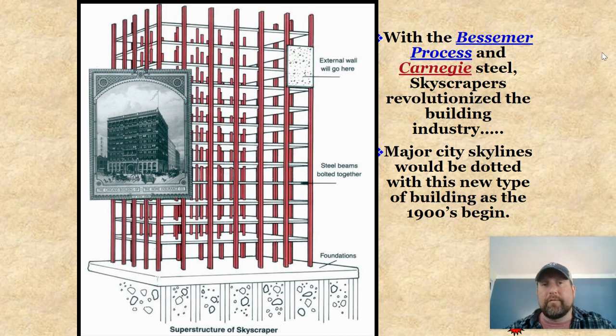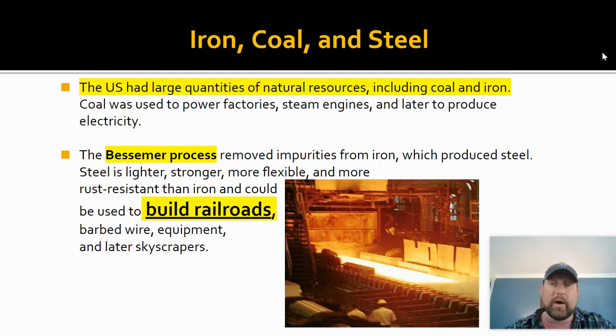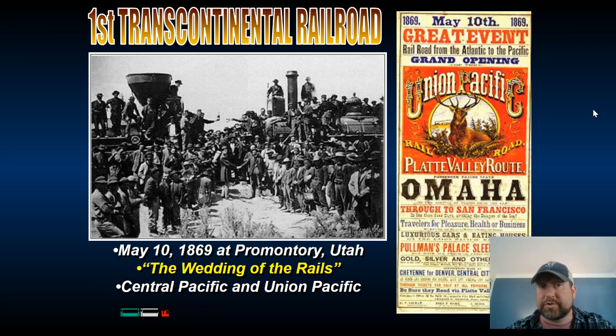And so the face of the American city will be transformed because of the Bessemer process. And as I said, used to build railroads as well. So the railroads are going to play a role. The Bessemer process is going to play a role in the industrial age ability to extract those natural resources that are present in this great resource we have right from coast to coast. Coal is going to power factories and steam engines and later electricity. The railroads, of course, are huge.